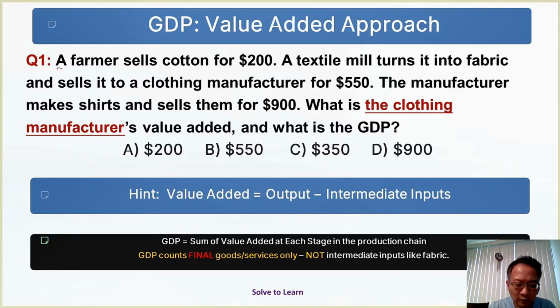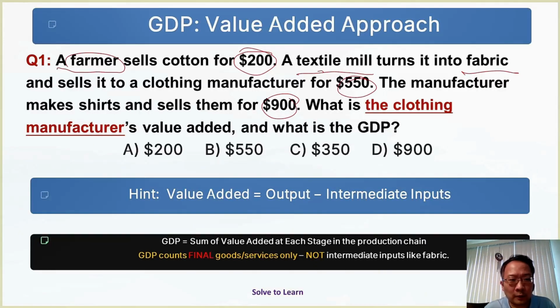A farmer sells cotton for 200 yuan to a textile factory. The textile factory turns the cotton into fabric and sells it to a garment factory. The garment factory uses the fabric to make clothes, selling them to retailers for 900 yuan. So, in this process, we have three stages. First, the farmer sells cotton to the textile factory for 200 yuan. Then, the textile factory, after turning cotton into fabric, sells it to the garment factory for 550 yuan. And finally, the garment factory makes clothes from the fabric and sells them for 900 yuan.